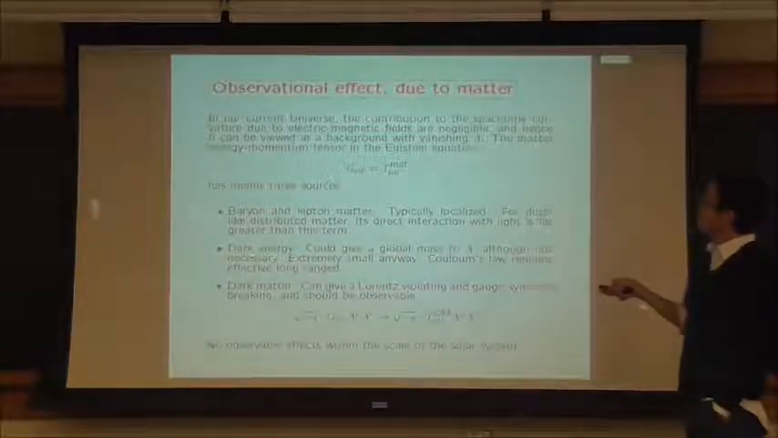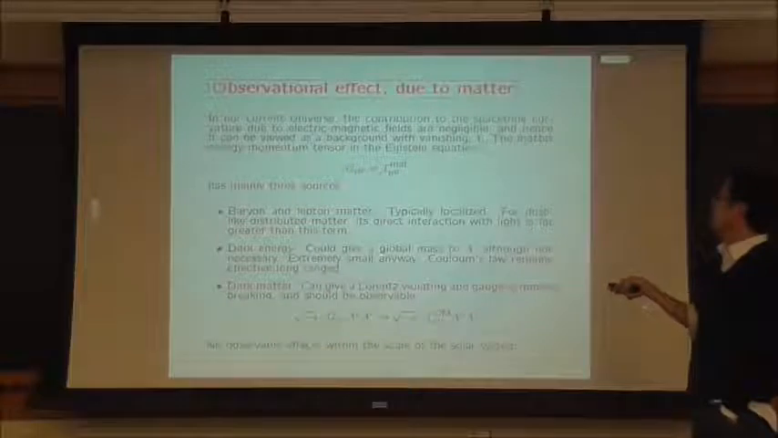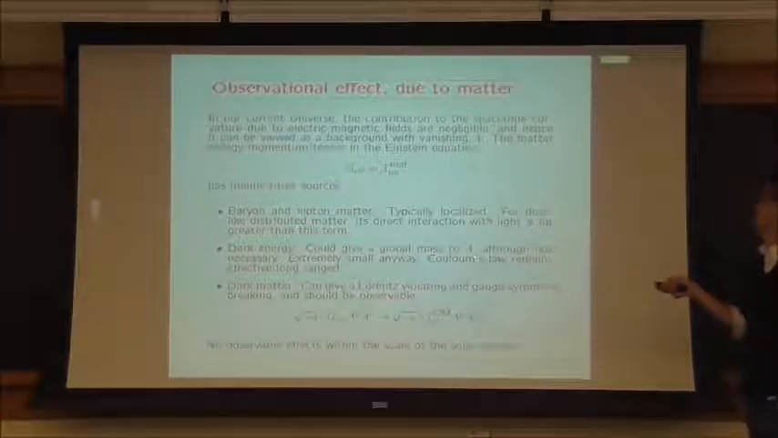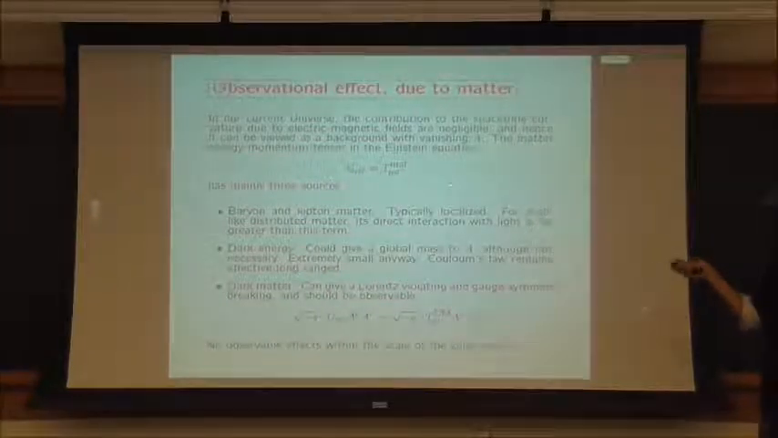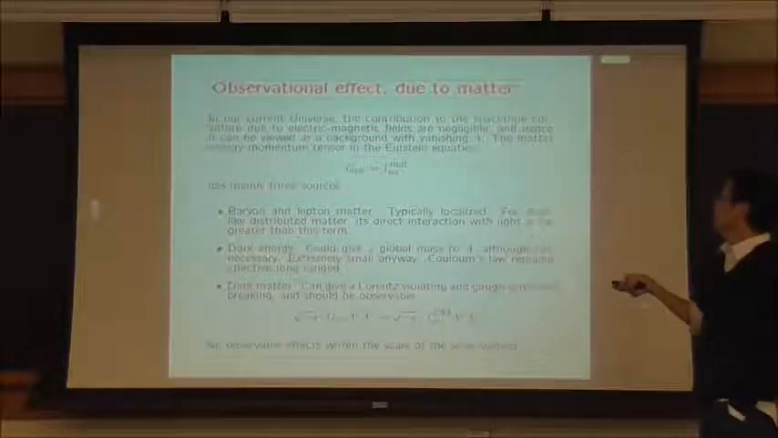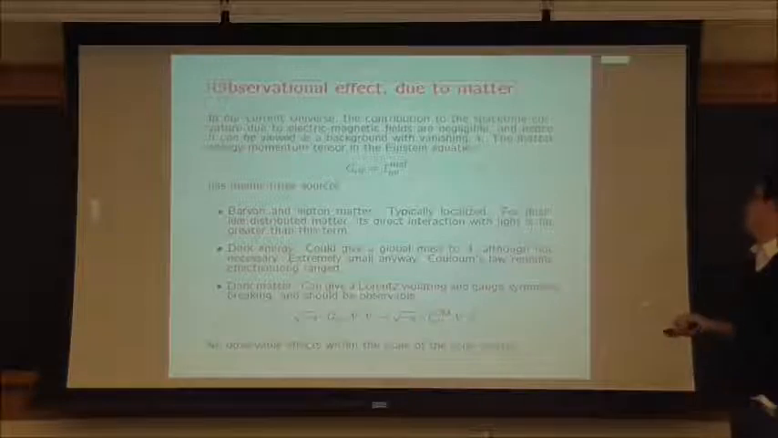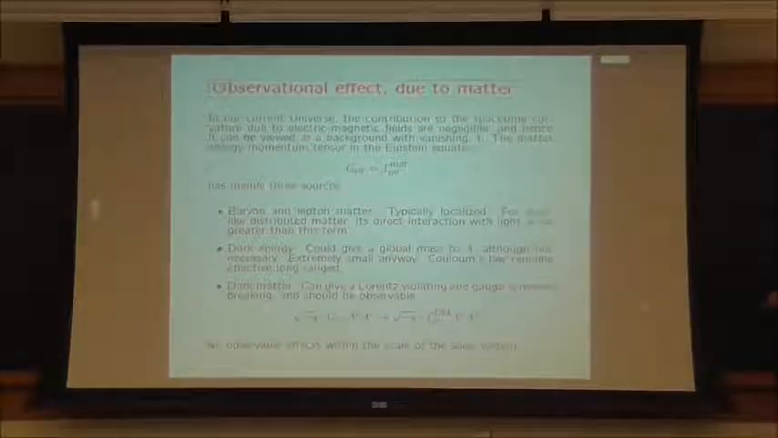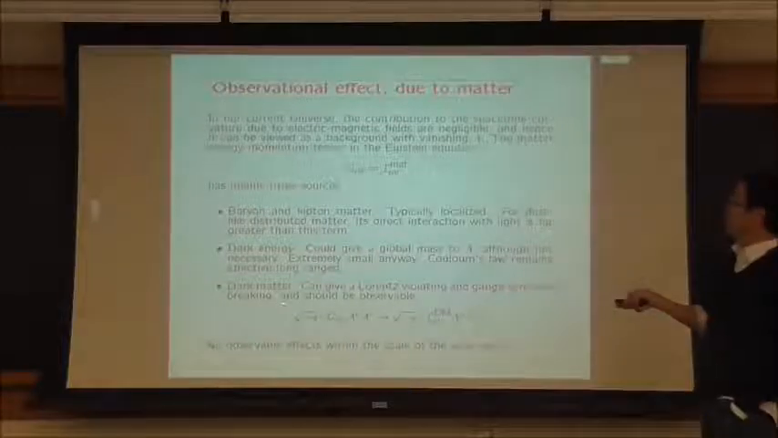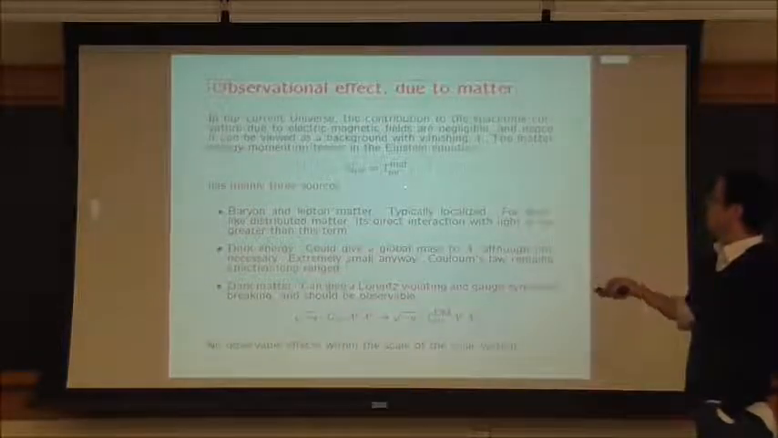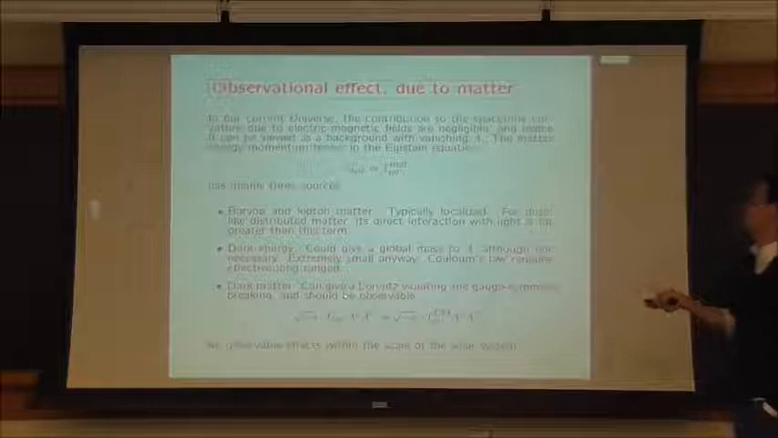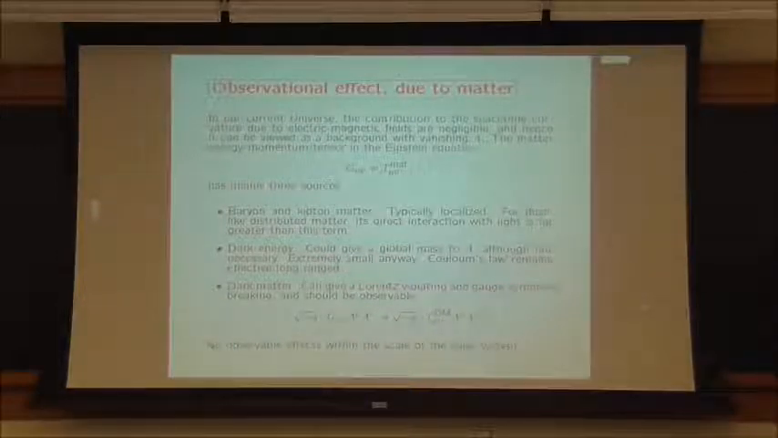Then there's another possibility, dark energy. This can give rise to a global mass term for A, although not necessarily; you can add other terms to cancel it. And this is extremely small anyway, because the current law remains effective at long range. You want to consider this: dark matter, or dark energy. The dark matter is the only possibility that can give rise to a non-trivial contribution.